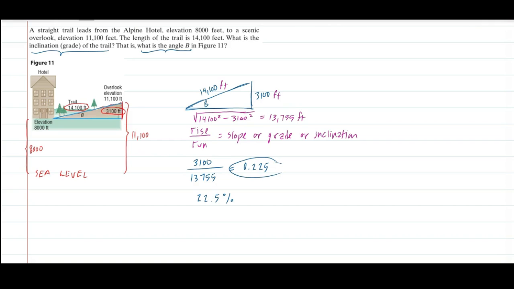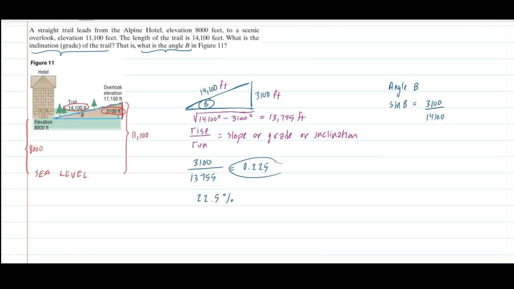Now to find angle B, which is the other thing that they're asking you, basically pick a ratio. I'm going to use the sine ratio. The sine of angle B, recall angle B is right over here. So the sine of angle B is the opposite side over the hypotenuse.